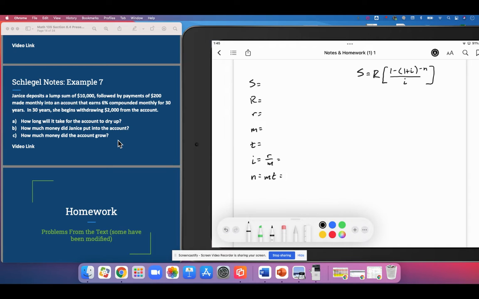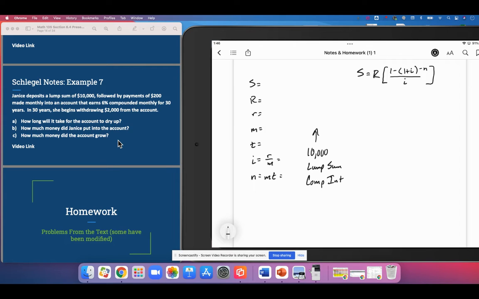And so everyone, what we need to do is take a moment and pay attention to what's happening to Janice here. So Janice is depositing money. So the value is going up. $200, and that was $10,000. That's a lump sum. That's going to be compound interest.